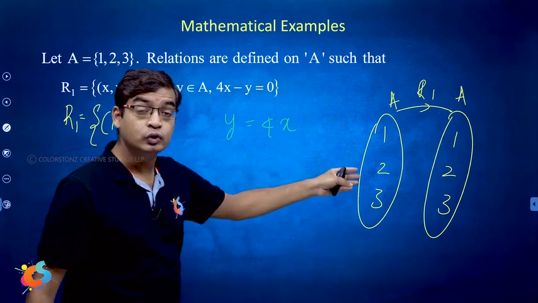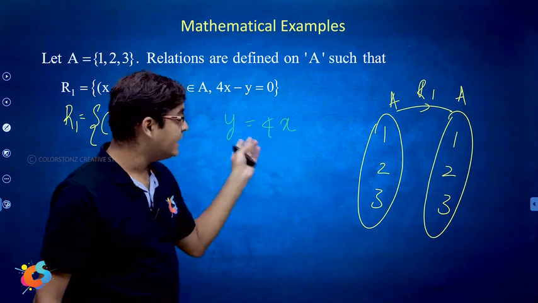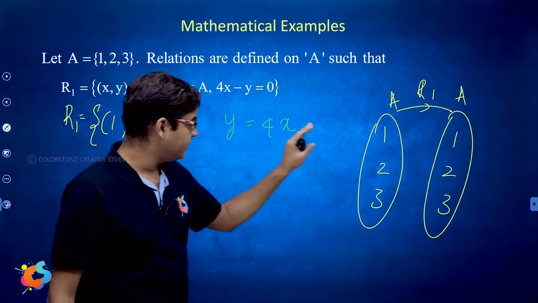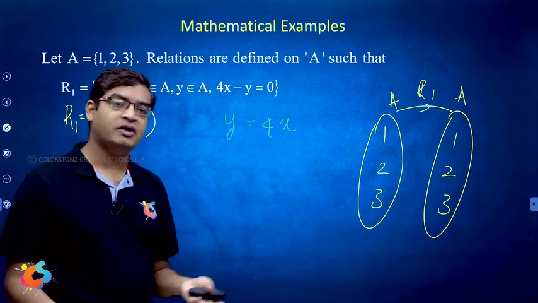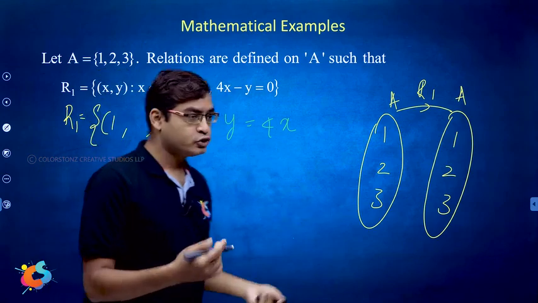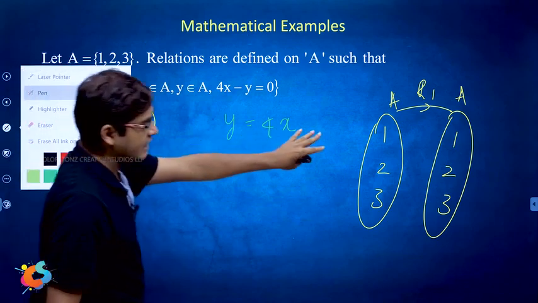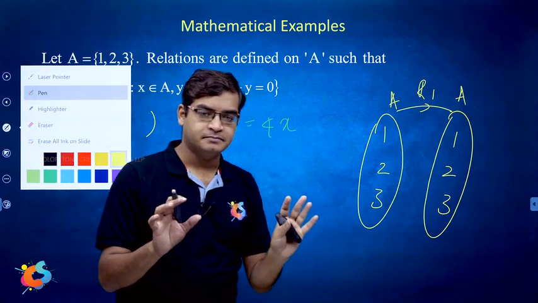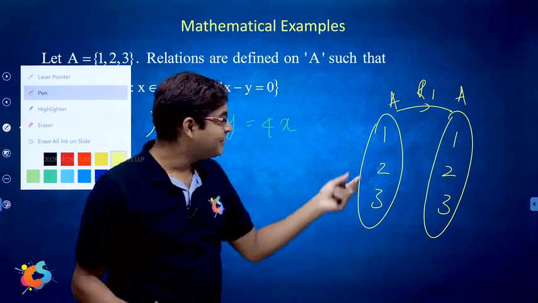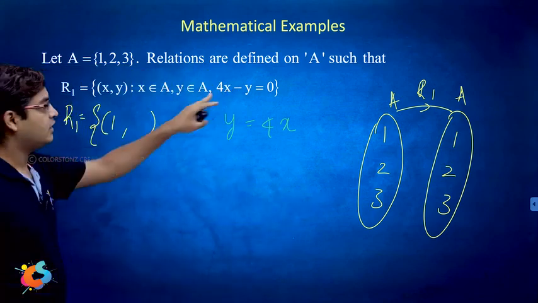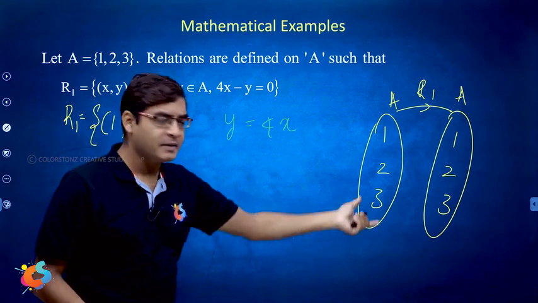If x is equal to 2, y should be equal to 8. Is it there? No. So leave it. If x is equal to 3, y should be equal to 12. That is also not there. Leave it. So for this condition, we cannot take any ordered pair from A cross A. Right? For this condition which we have here, we cannot take any ordered pair from A cross A.